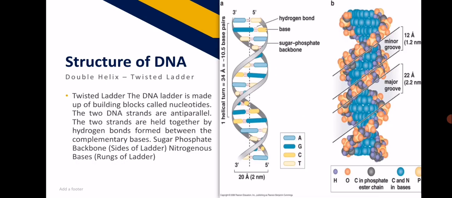So this is the structure of DNA. DNA is a double helix, a twisted ladder. The DNA ladder is made up of building blocks called nucleotides. The two DNA strands are antiparallel. The two strands are held together by hydrogen bonds formed between the complementary bases. The sugar-phosphate backbone forms the sides of the ladder, and the nitrogenous bases form the rungs of the ladder.